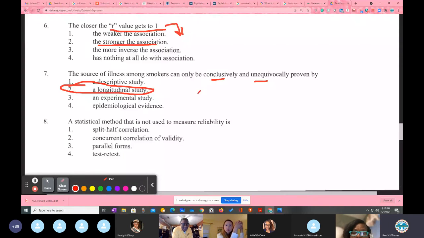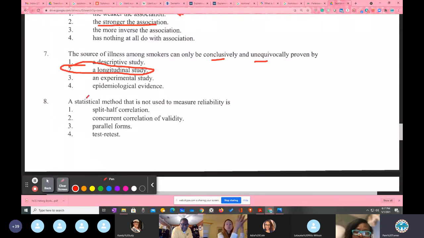Okay. Yes. Okay. So, number 8, the statistical method that is not used to measure reliability. A statistical measure that is not used to measure reliability is what?